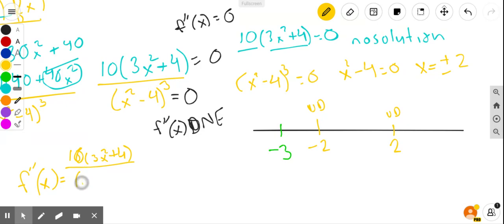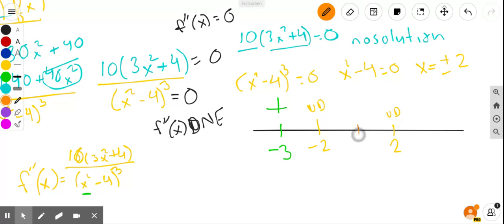However, the denominator, x squared minus 4 raised to the third, when I replace the x with a negative 3, well, negative 3 squared will be a positive number. 9 minus 4, and that's going to be bigger than 4. So that's going to produce a positive. So positive divided by positive stays positive.